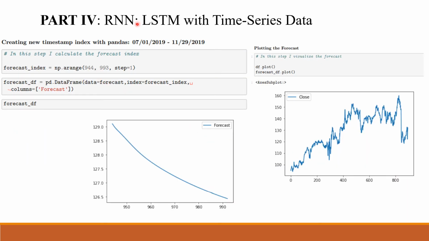So in this tab, I created a new timestamp index with pandas for the time range that I just talked about in the previous slide, and then set the codes as shown in the slide, and then plotted the forecasts for the close values. This is the visual, this is the pattern that it takes, and then the forecast, this is the pattern that it takes.